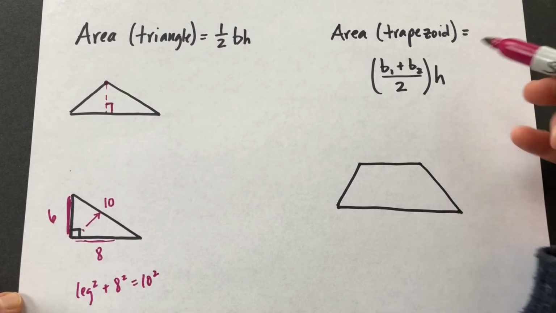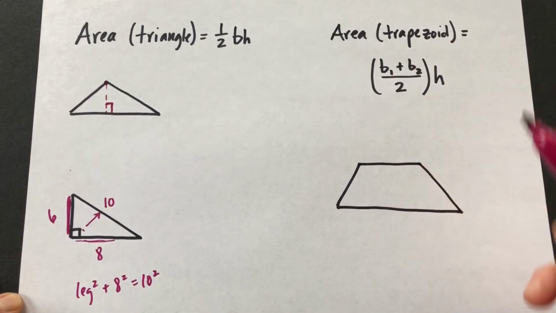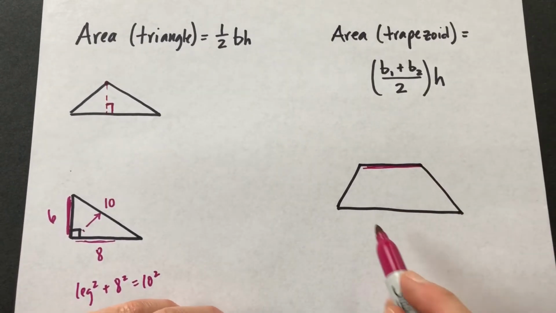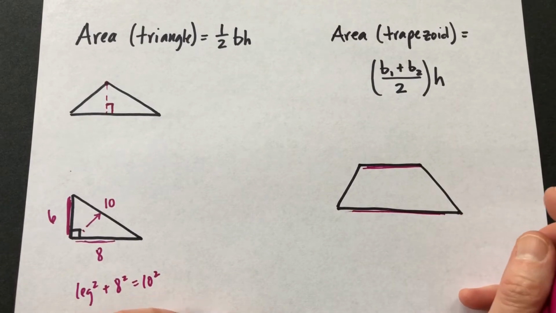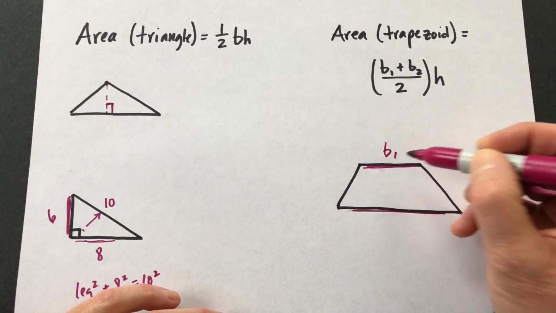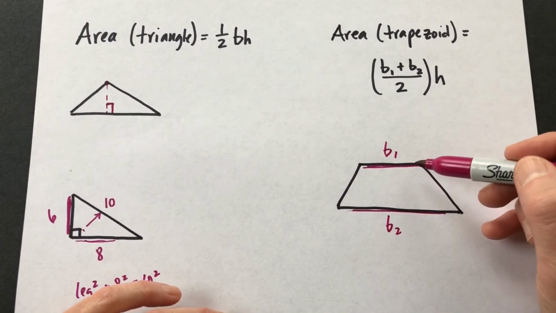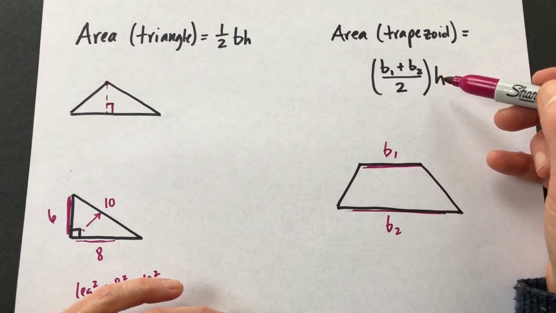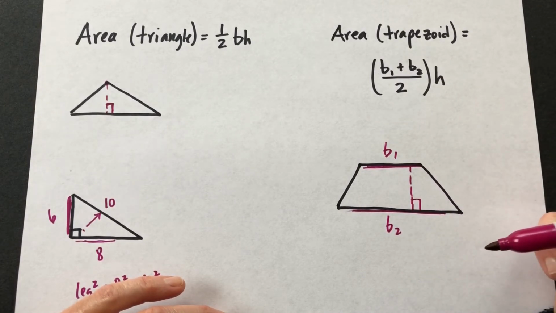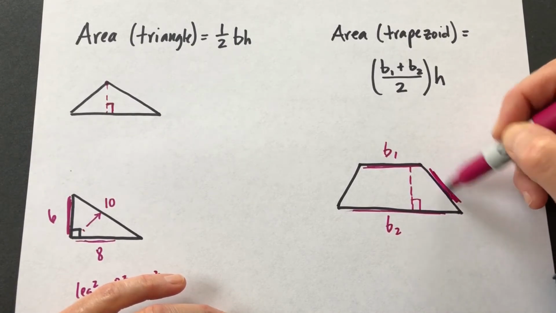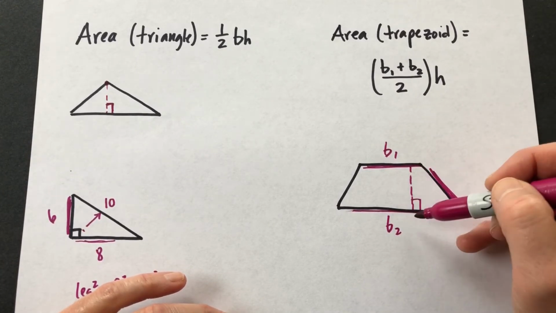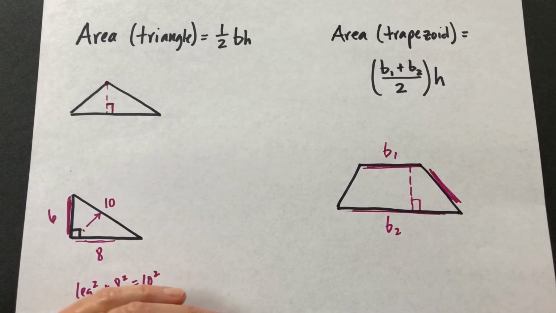With trapezoids, keep in mind that the bases are those parallel sides. In a trapezoid, we have one pair of parallel sides, and those are the bases. To calculate the area, we average the lengths of those bases and then multiply that by the height of the trapezoid. Again, that height has to be perpendicular to those bases. Don't use this slant length here. You need to make sure that the height you're using for that area is perpendicular to both of those bases.